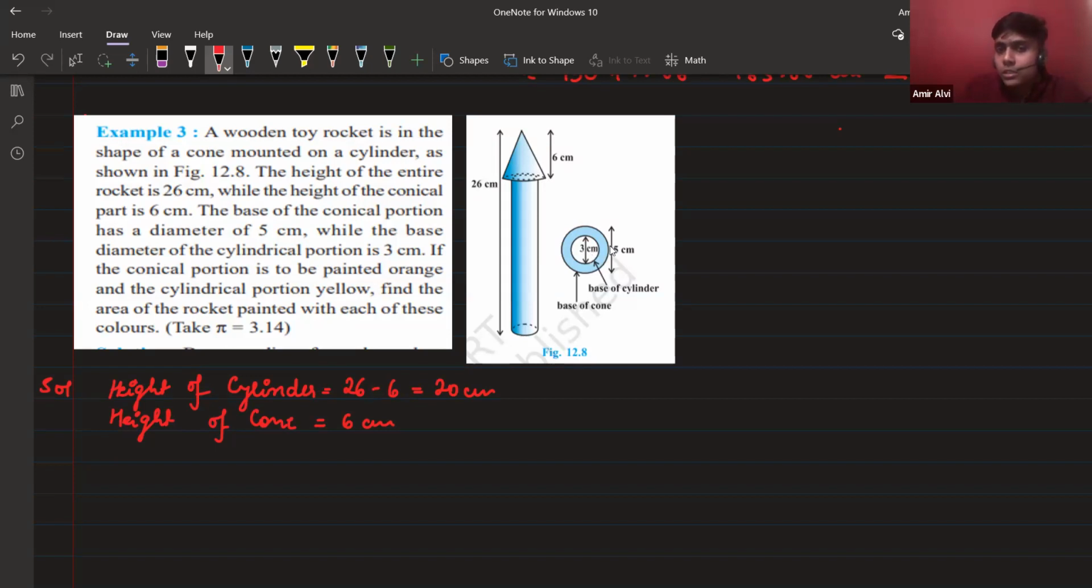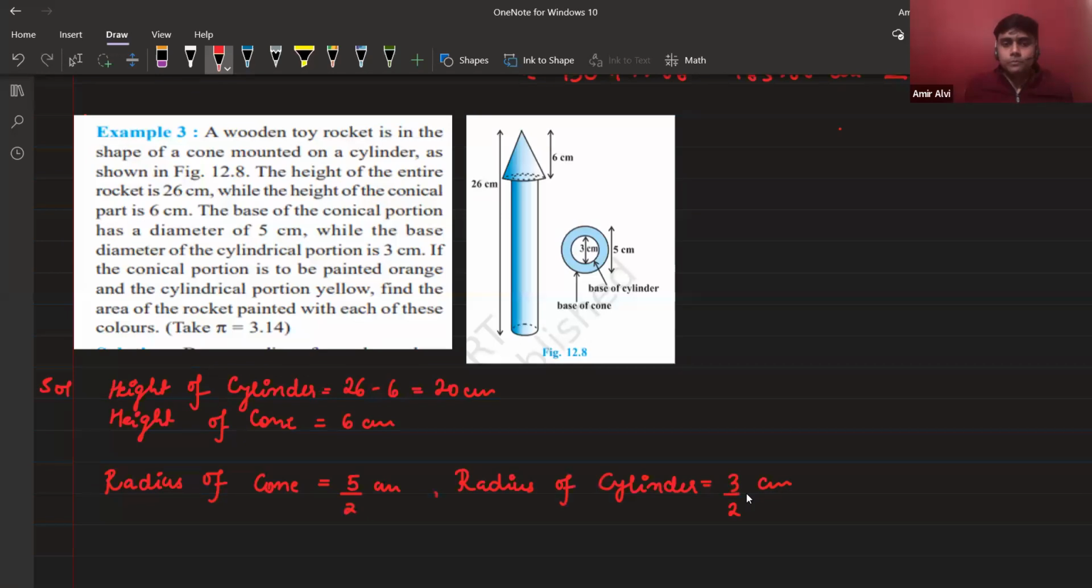So the diameter of the cylinder is 3 centimeter and the radius of the cylinder is 3 by 2 centimeter. Radius of cone is 5 by 2, the bigger one, because the cone is bigger. Radius of cylinder is 3 by 2. Is this clear to everybody? Please let me know. Yes, sir.